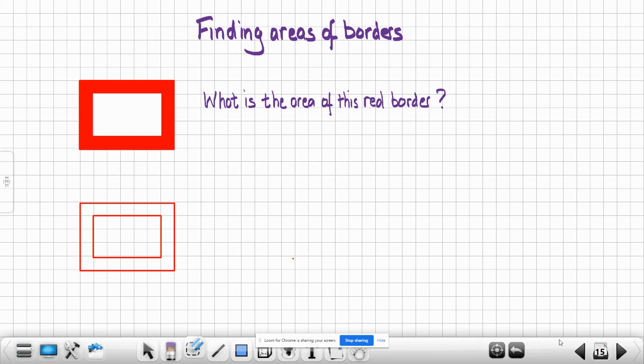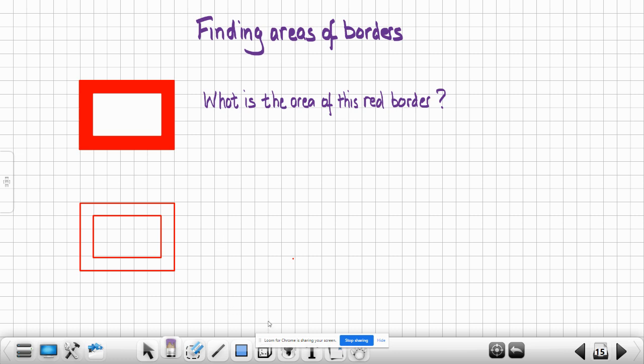Okay, so in this video, we're going to look at how you work out the area of borders. And again, it might look quite complicated, but once you get the hang of it, very straightforward. So the first question shows us a red border and it says, what is the area of this red border?